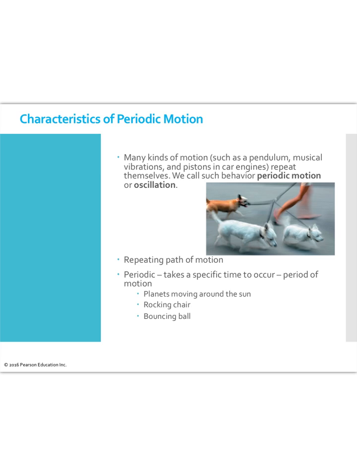Simple harmonic motion is a subset of periodic motion. Anything that is periodic is something that happens again and again over a predictable amount of time, which is the period. It could be the swinging back and forth of these little dog legs as they're walking, the motion of a planet moving around the sun, a rocking chair, or a bouncing ball, and that would be periodic motion.